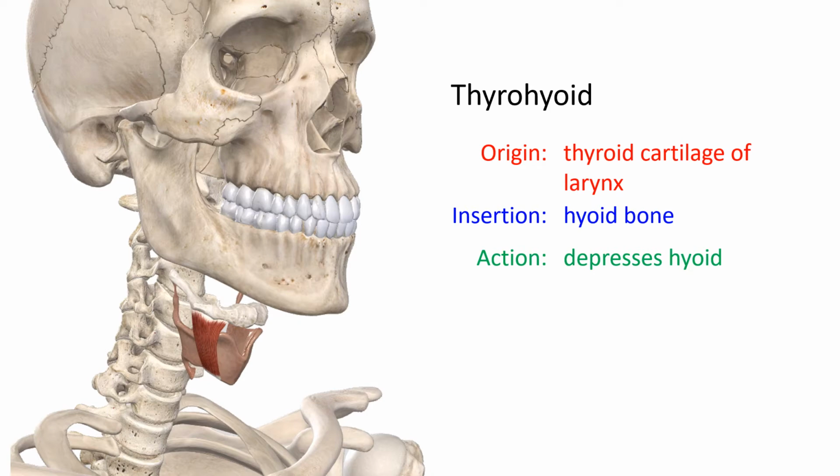If you put your fingers on your larynx and then swallow, you'll feel the larynx elevate and then depress. And so the thyrohyoid is one of the muscles that depresses the hyoid, either in the latter portion of swallowing, or sometimes during talking.